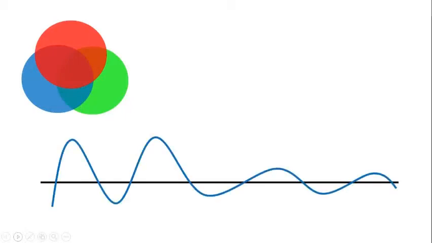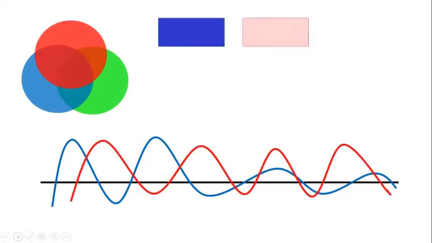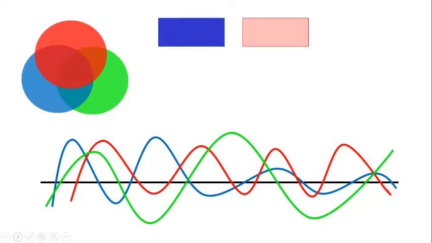Then let's look at another thing, that is our wavelengths. We see all the colors through just three colors. These colors help us to see all the colors in the world. Suppose this is your blue wavelength and this is your red wavelength and this is your green wavelength. But what if you want to see a color that is not in this wavelength?